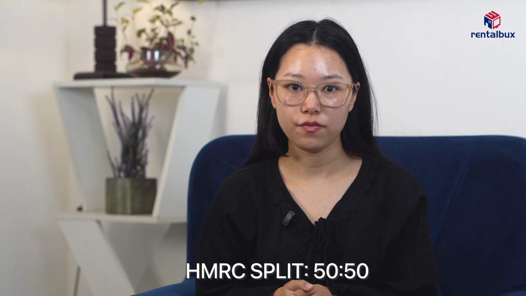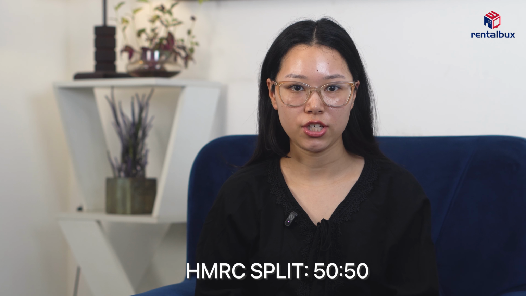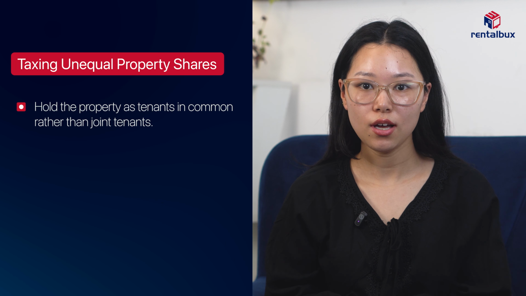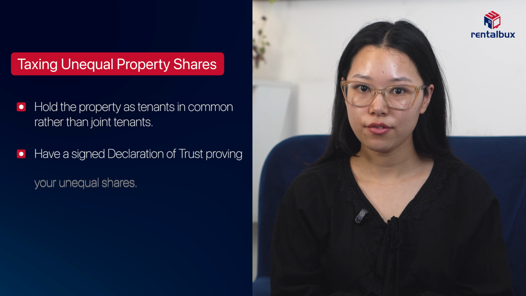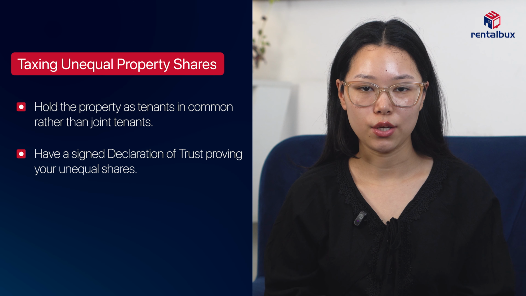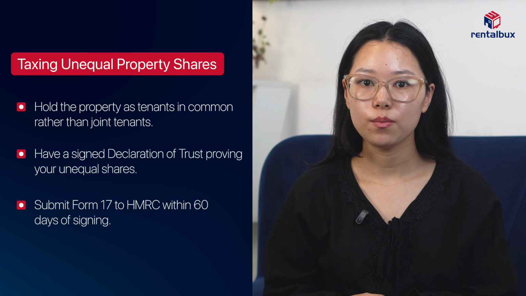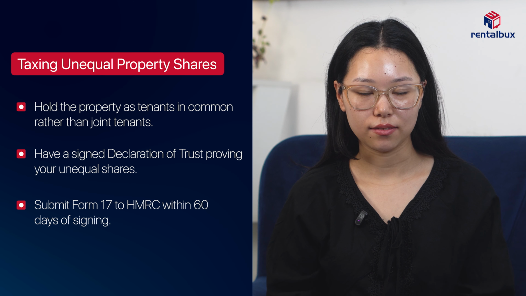Income is split 50-50 regardless of the real shares. To be taxed on your actual shares, say 70-30, because one of you put in most of the deposit, you must do three things. Hold the property as tenants in common, not joint tenants, have a declaration of trust evidencing those unequal interests, and file Form 17 within 60 days of signing. Miss the deadline and the election doesn't count, and the split on Form 17 has to match real ownership.